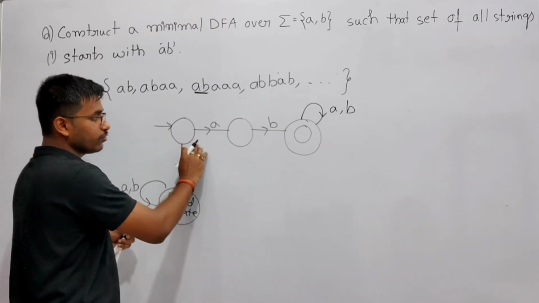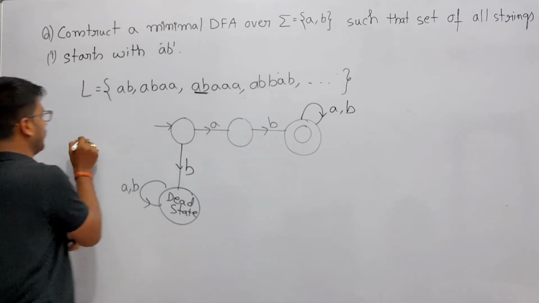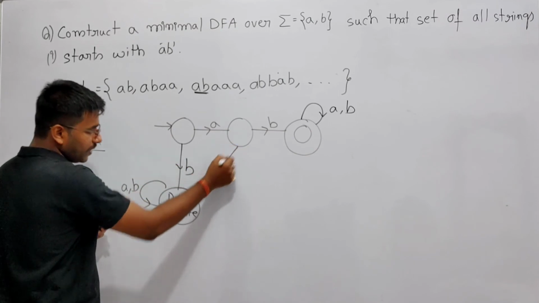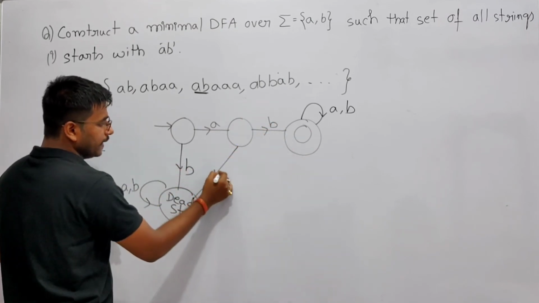Now after a, it should start with ab. If you are getting a in the beginning, it is not starting with ab, so you have to reject that. So a, then b, there. If you are getting a again, go to the dead state.